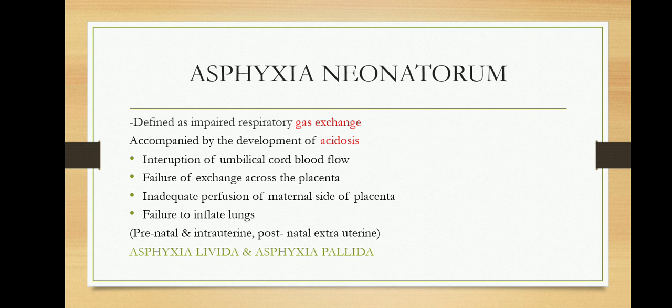Third one, asphyxia neonatorum. It is defined as impaired respiratory gas exchange. It's accompanied by development of acidosis. Acidosis means a buildup of acid in the bloodstream or overproduction of acid. It is caused by interrupted umbilical cord blood flow, failure of exchange across placenta, inadequate perfusion of maternal side of placenta, failure to inflate lungs, etc.